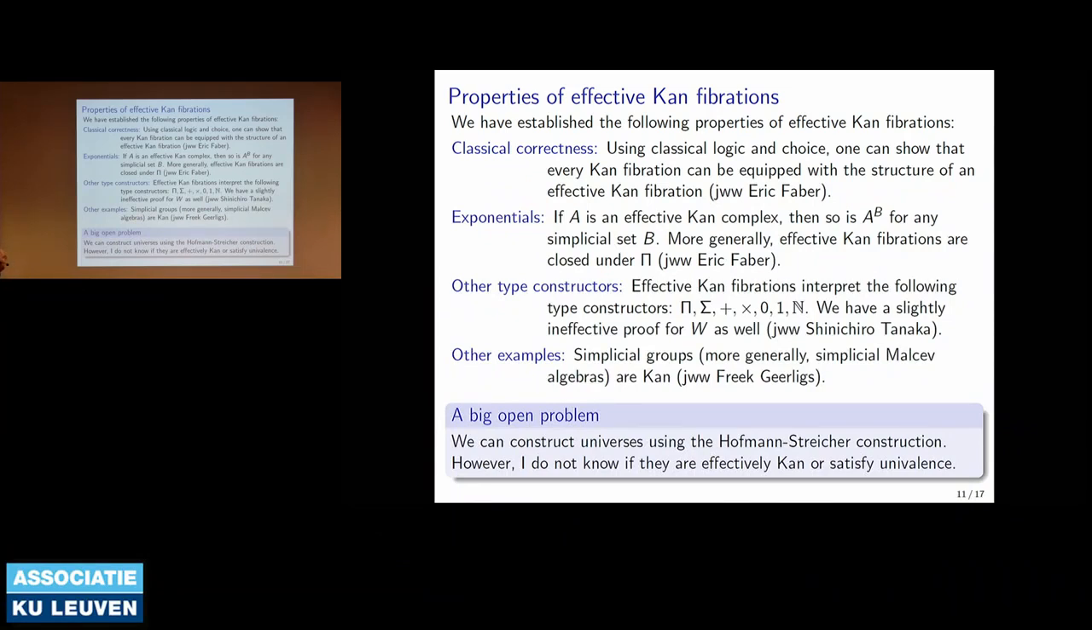We do know that we could construct universes using the Hofmann-Streicher construction. What I still do not know is whether these are effectively fibrant or satisfy univalence.